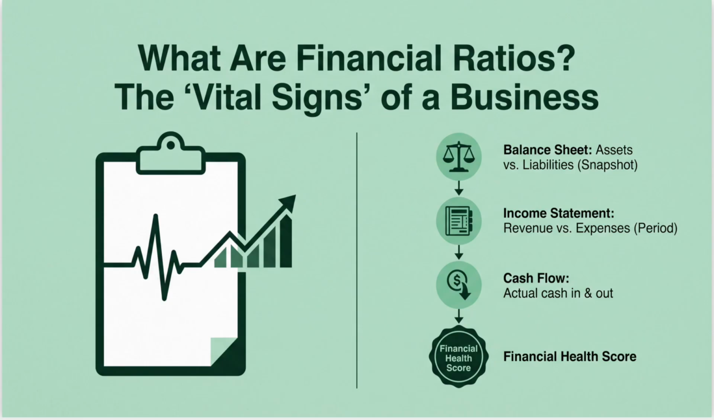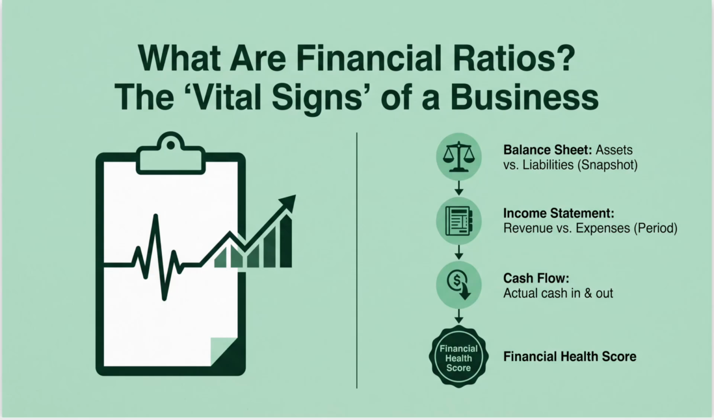Financial ratios are like the vital signs of a business. Financial ratios are one of the simplest ways to understand how healthy a business really is. Think of them as the vital signs of a company. Just like a doctor checks pulse, temperature, and blood pressure to assess a patient, ratios help us interpret the numbers from the balance sheet, income statement, and cash flow statement in a meaningful way.